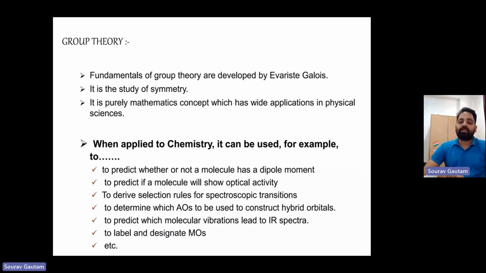When applied to chemistry, it can be used, for example, to predict whether or not a molecule has a dipole moment, to predict if a molecule will show optical activity, to derive selection rules for spectroscopic transitions, to determine which atomic orbitals to be used to construct hybrid orbitals, to predict which molecular vibrations lead to IR spectra, etc.